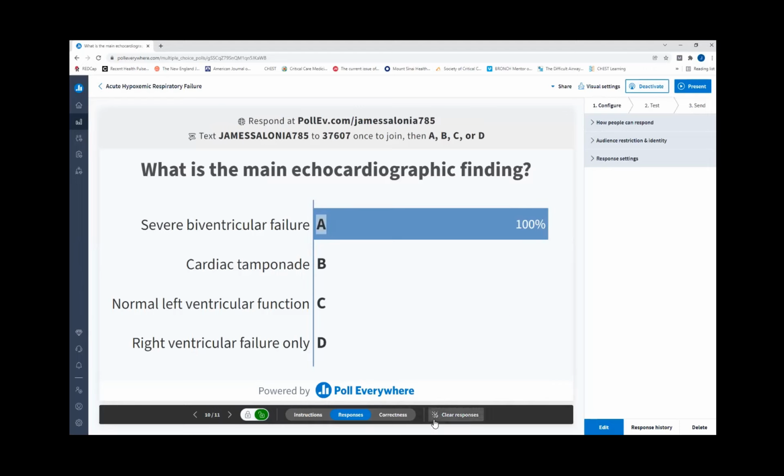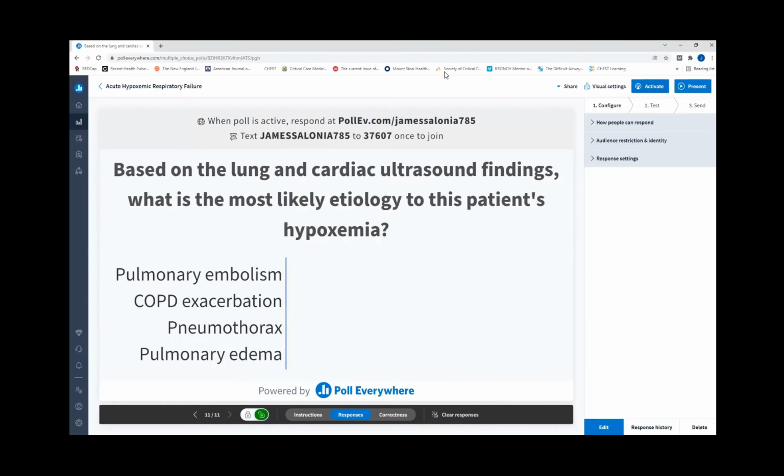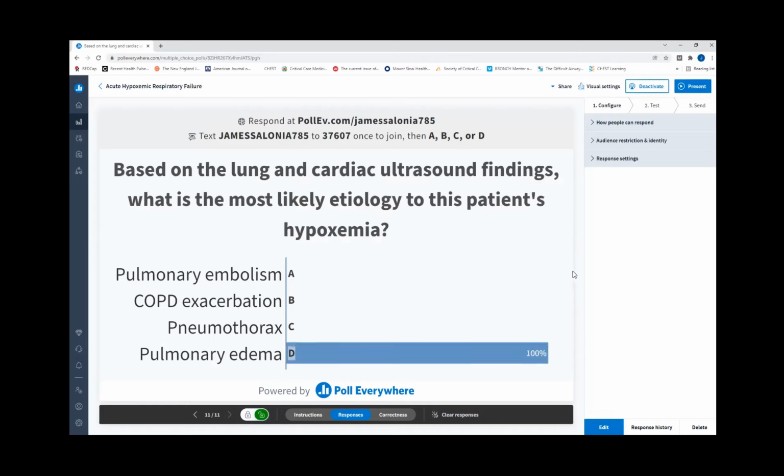Excellent. So severe biventricular failure, right? We see a depressed left ventricle, certainly a dilated and hypokinetic right ventricle. We see B lines bilaterally. So then this should be easy based on the ultrasound findings that we have. What is the most likely diagnosis, etiology to this patient's hypoxemia? Absolutely. So pulmonary edema, right?